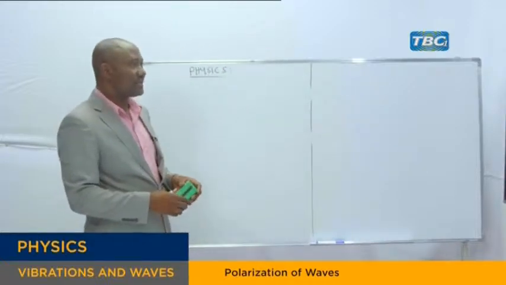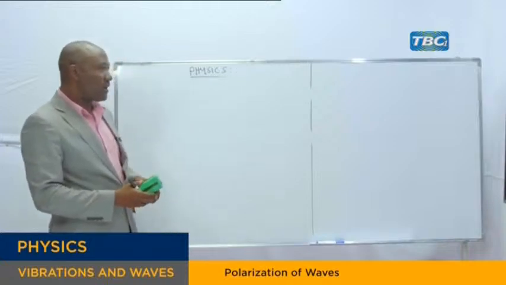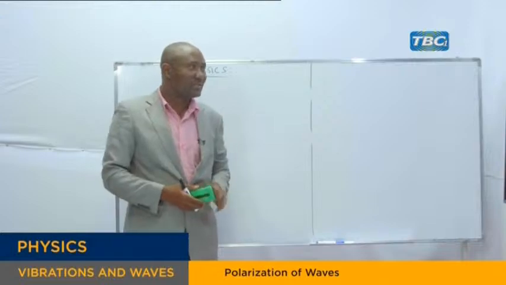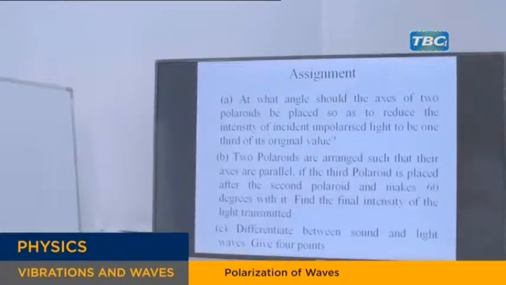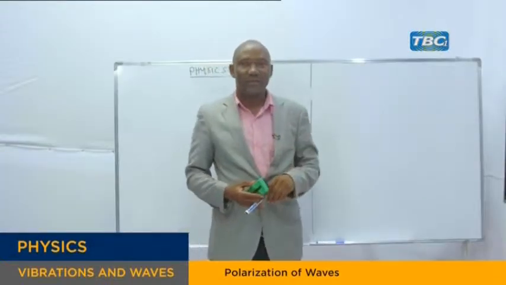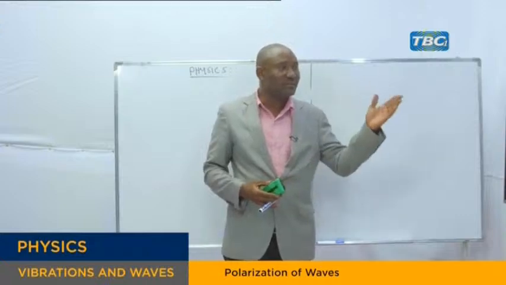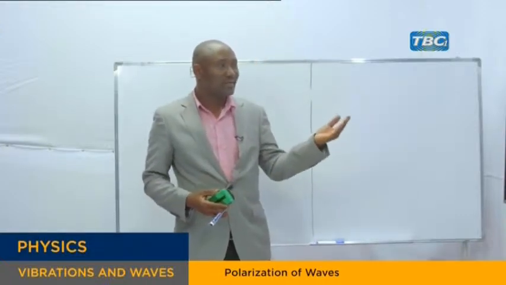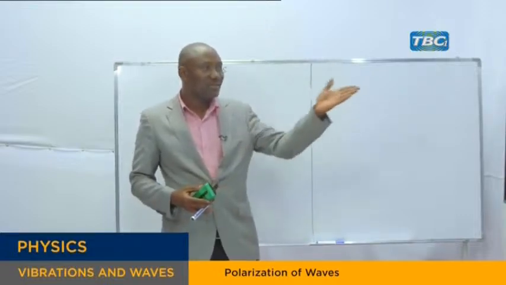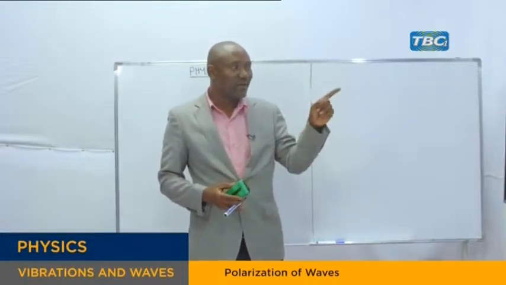Let's see the assignments that you can do wherever you are, and test whether you have understood this part of polarization. The question is asking: at what angle should the axes of the two polarizers be placed so as to produce an intensity of the transmitted polarized light equal to 1/3 of the original value? At what angle? If you remember, in your previous discussion, we had been finding the intensity of the unpolarized light after passing through several polarizers where the angle was given. But this time, the angle is not given.